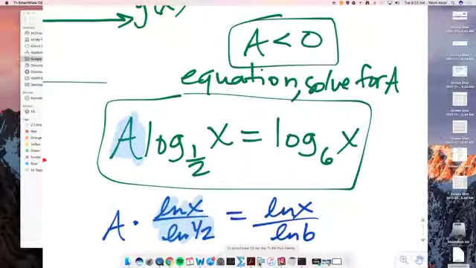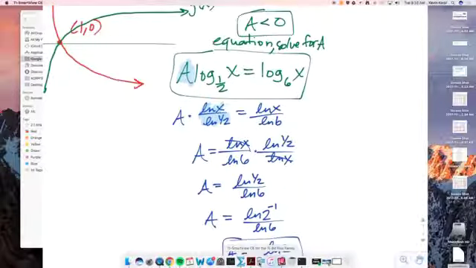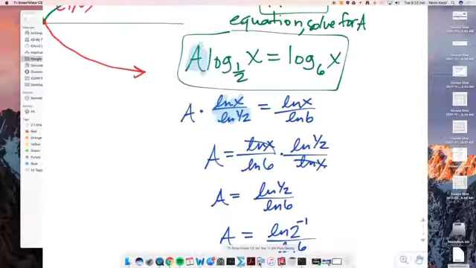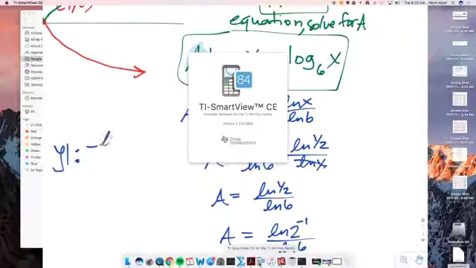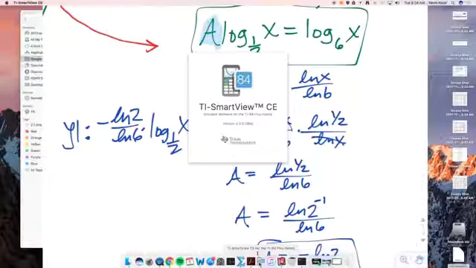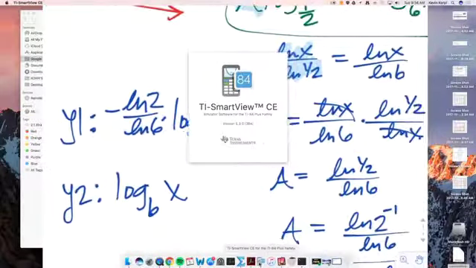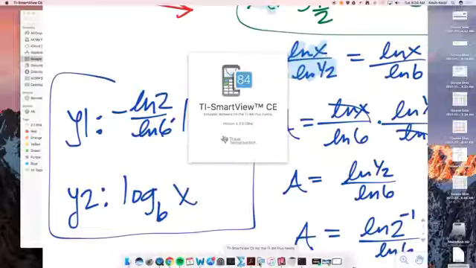All right, so now to verify on the calculator, if I graph in y1, let me go ahead and write this out. In y1, if I graph negative natural log of 2 over the natural log of 6 times log base 1/2 of x, and in y2, I sketch log base 6 of x, what should happen when I graph both of them on the same coordinate grid?